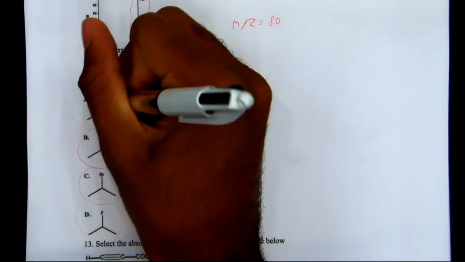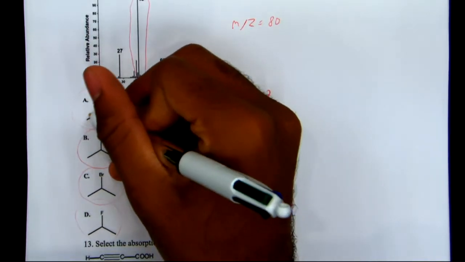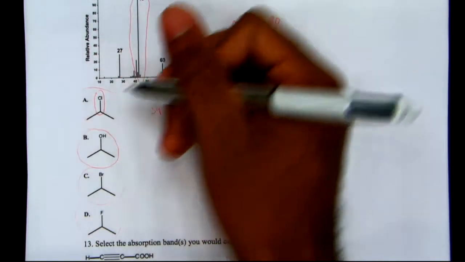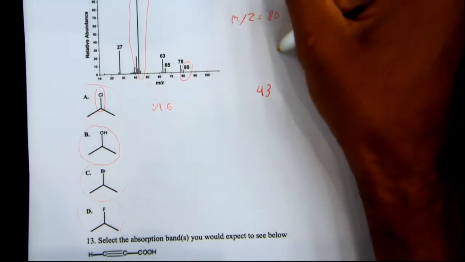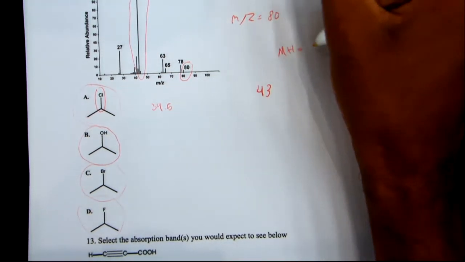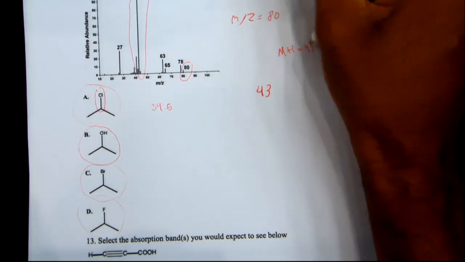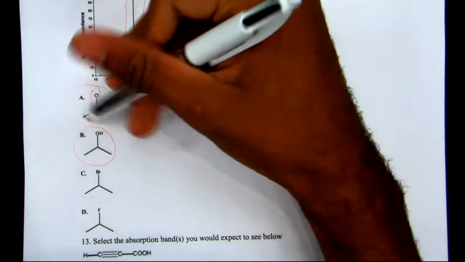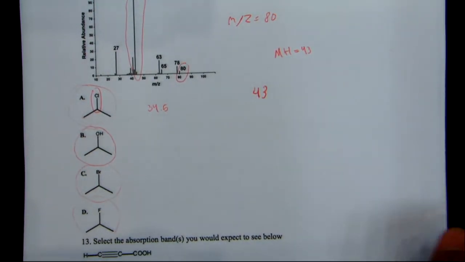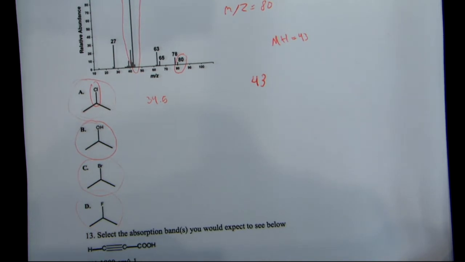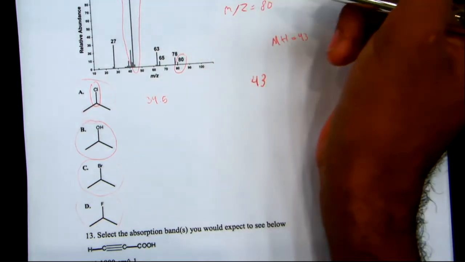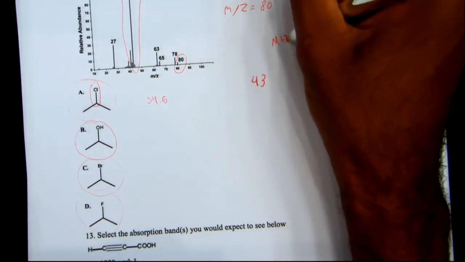So basically, this chlorine, once it leaves, will leave you with your M plus one equaling 43, and that's just how you get this answer. These all give you completely different values. Oh yeah, that's another good point. M plus two? Yeah, it's probably M plus two, my bad.